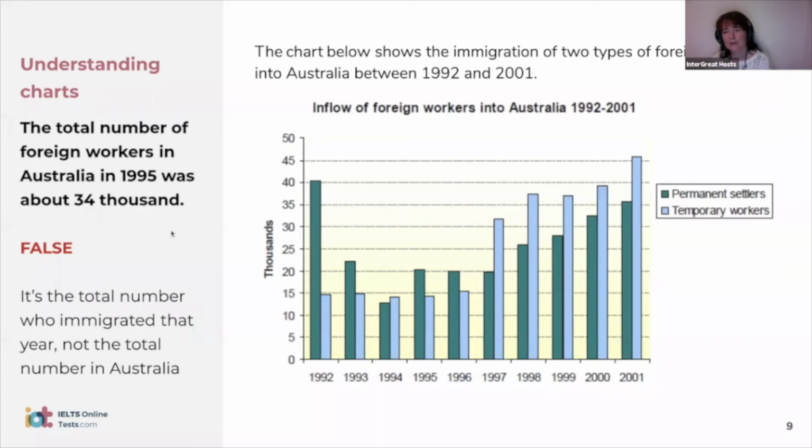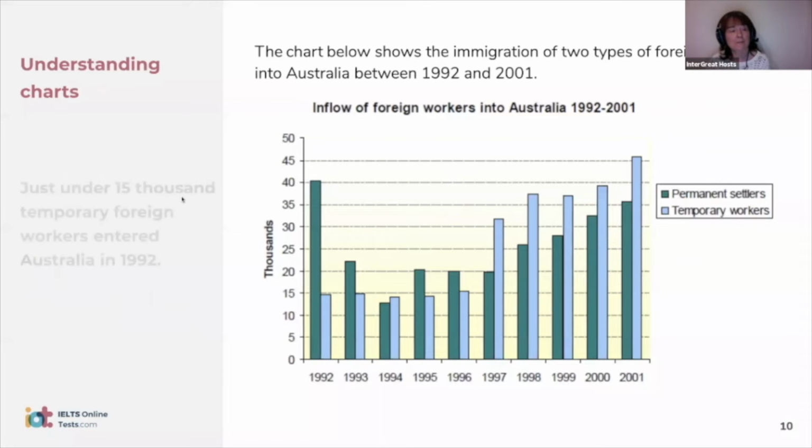However, we are talking about the numbers that immigrated in that year, okay? We are not talking about all of the foreign workers in Australia. That would include everybody who had come before then as well, okay? So it's not the number of workers in the country, it's the number of workers coming to the country in that year, okay? So I know that seems like quite a small difference, but it's the kind of thing that can lose you marks in task achievement because the information is not accurate, okay?